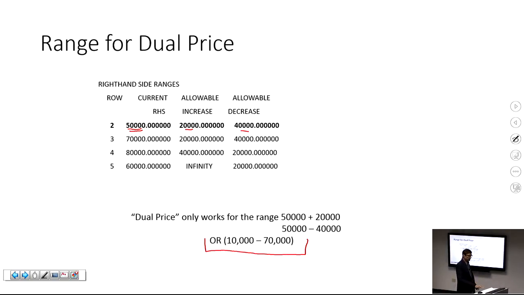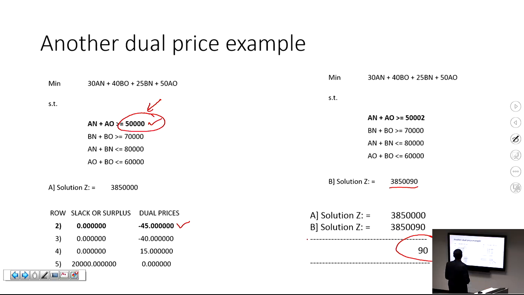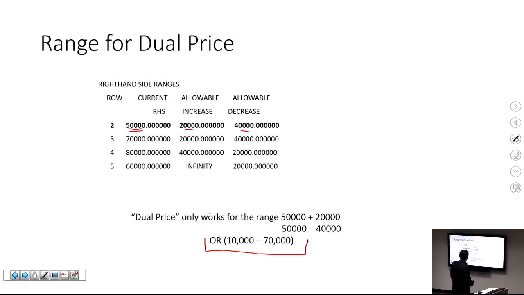So what's your dual price then? We found that earlier. Your dual price is 45, and this is saying that this dual price of 45 is going to work only within that range of the right hand side value. So this number could go only in this range for the dual price to be applicable. If the total number of product A's to be made changes outside that range, then you cannot use this dual price. You need to resolve this problem. Okay, that's your dual price.